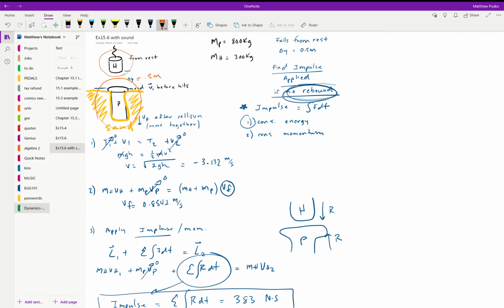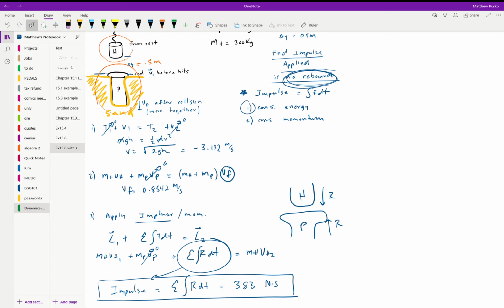We can look at the impulse applied by the hammer or the impulse applied by the pile to the hammer, as long as we look at the correct momentums for each, we can get the same solution. But first we should start by finding out how fast the hammer is going before it hits the pile.